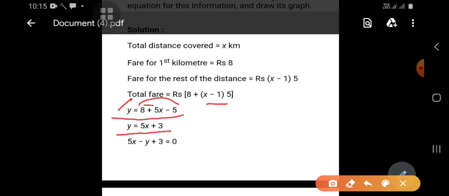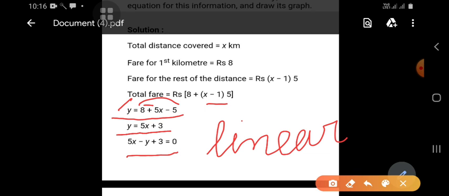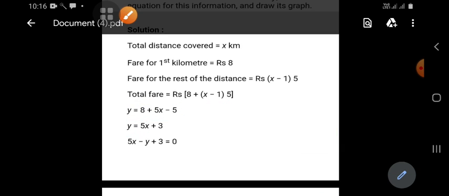Now transpose 5x plus 3 from right side to the left side. Sign has been changed. So here you will get 5x minus y plus 3. Here what happened? Here y is transposed from left side to the right side. So 5x minus y plus 3 is equal to 0 is the linear equation. This is the linear equation. So first part is completed. The linear equation is 5x minus y plus 3. So first part is complete.